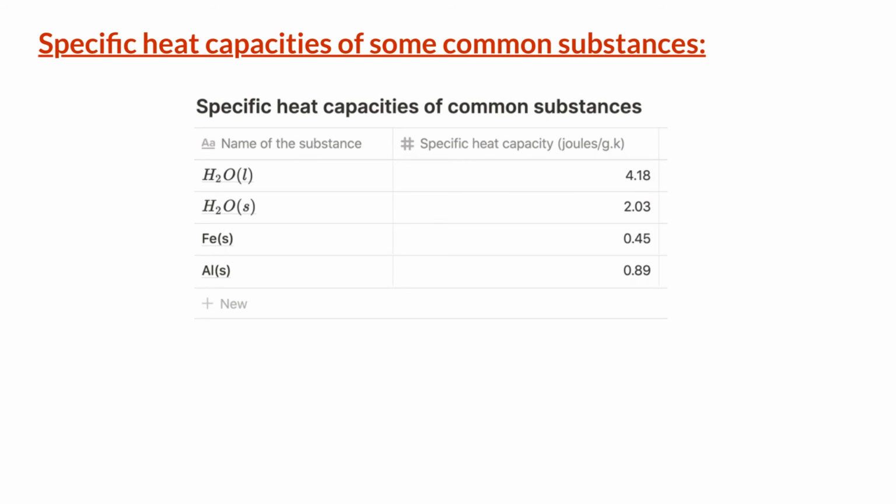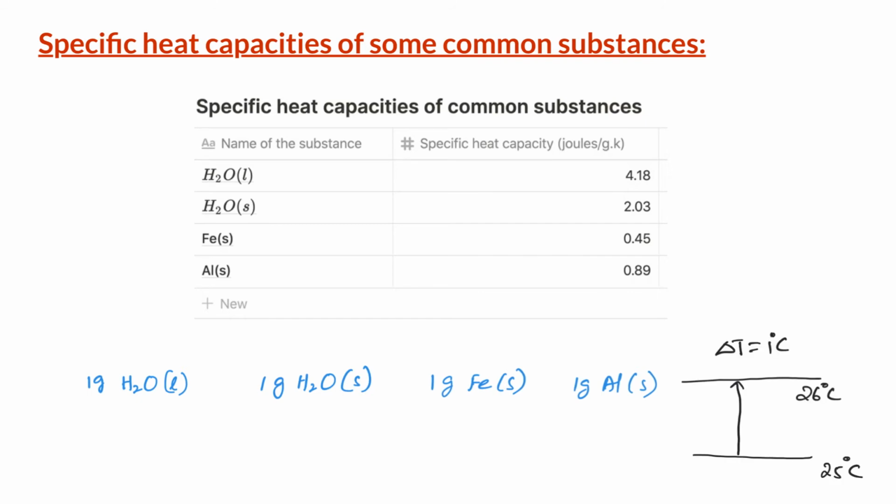These are the specific heat capacities of common substances. Liquid water, 4.18 joule per gram per Kelvin. Solid water, that is ice, is 2.03, and so on. Now what it means is, if we take 1 gram of all these substances, let us say all these substances are at 25 degrees Celsius, and we need to increase the temperature to 26 degrees Celsius. To do this, we need to add heat to each of these substances. So, how much heat does it take?